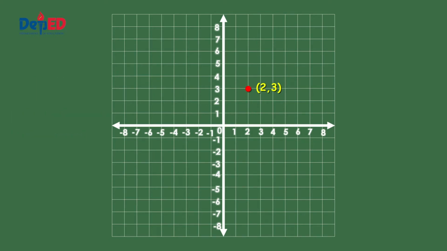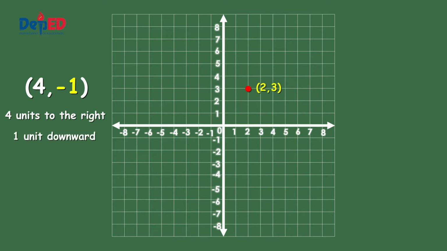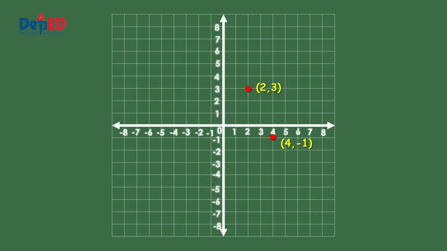The other ordered pair that we have is (4, -1). The x value is positive 4, and this means that from the origin, the point is located 4 units to the right. Then, the y value is negative 1. This informs us that the point is located 1 unit downward. Again, starting from the origin, we locate the point 4 units to the right, then 1 unit downward. We now located the point (4, -1).